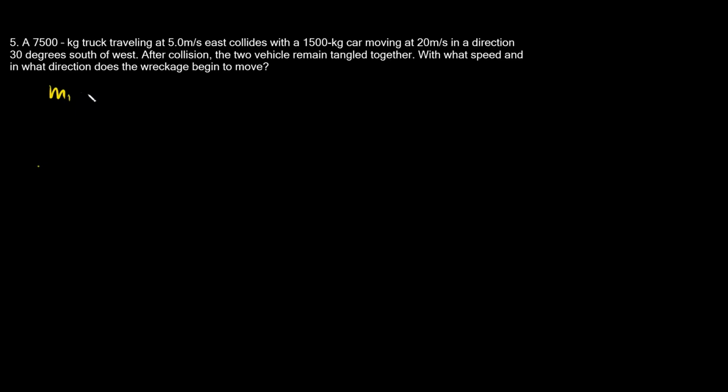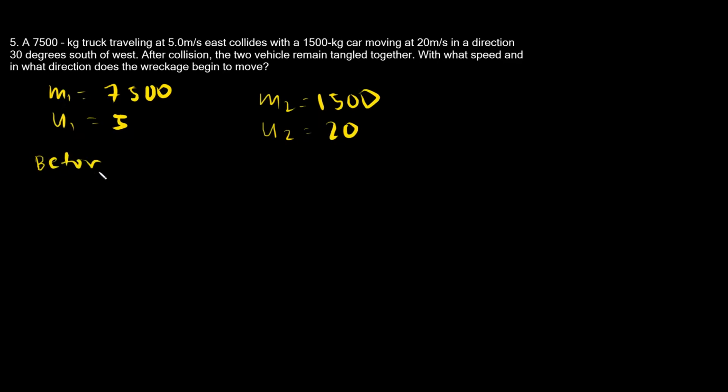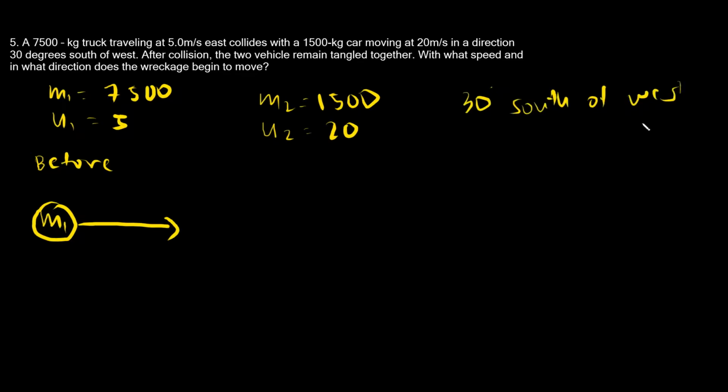Okay, so you have mass 1 equal to 7,500 kilograms. The initial velocity is 5 meters per second. Mass 2, you have a 1,500 kilogram car. The initial velocity is 20 meters per second. So if you illustrate it, before collision, your truck is moving to the east. That is mass 1 moving to the east. Then your car is moving in a direction of 30 degrees south of west.